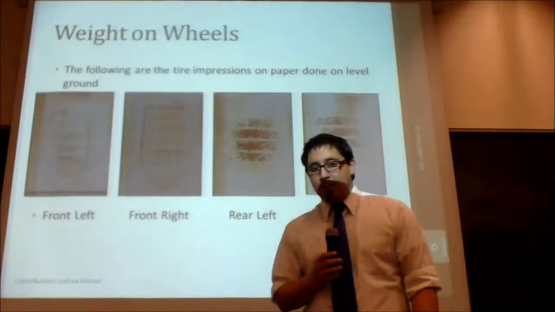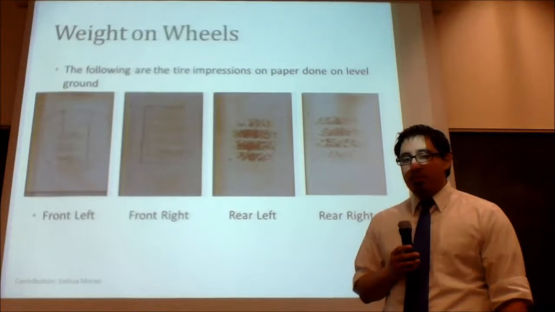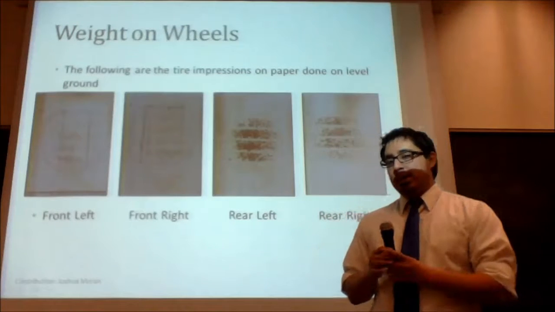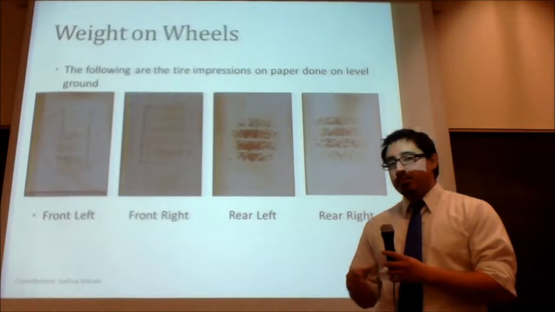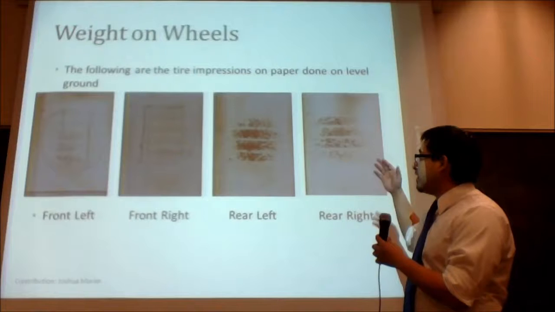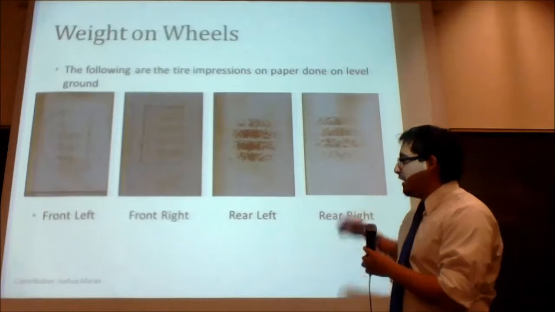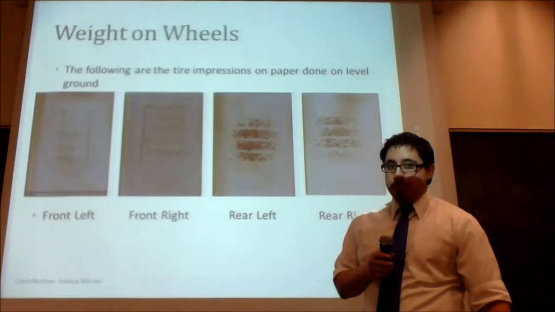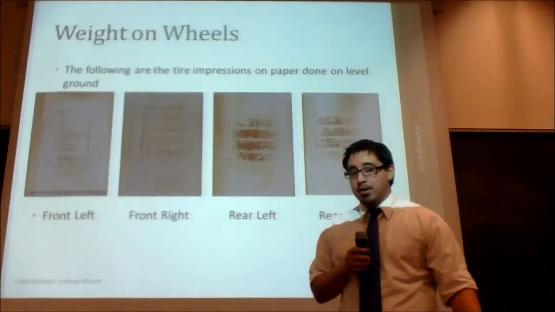I'm Joshua Moran, and I was in charge of finding the CG location. We did that by getting the tire impressions onto papers, and you can see that here. We measured the area that these impressions made on these papers, and then we applied the definition of pressure, which is force over area, to them.